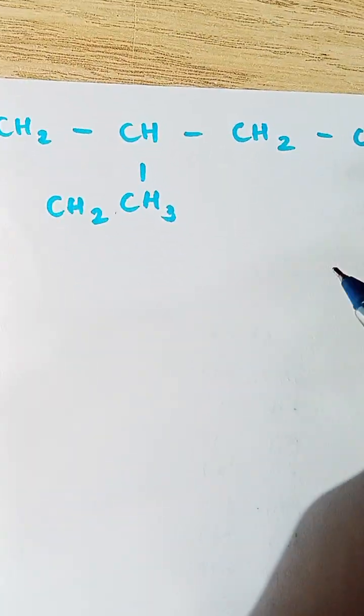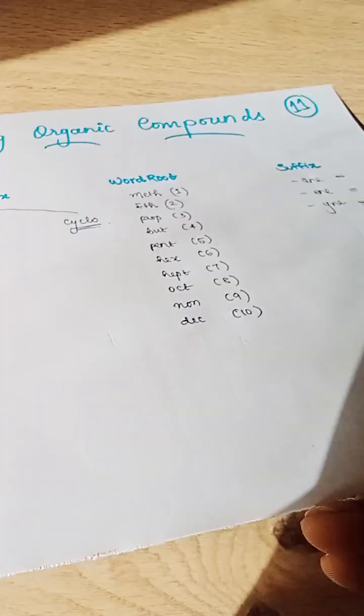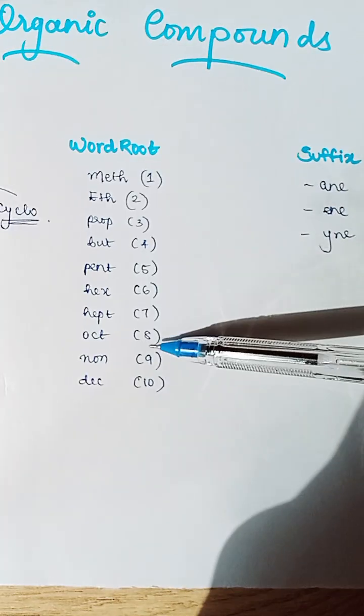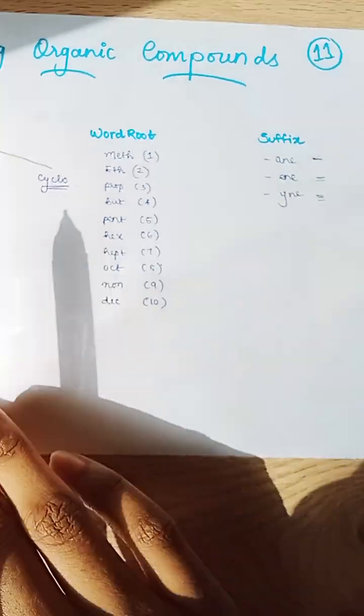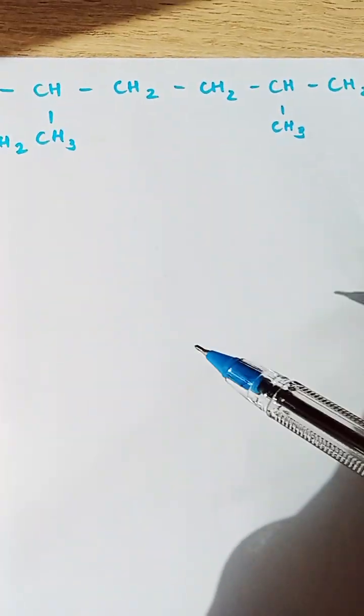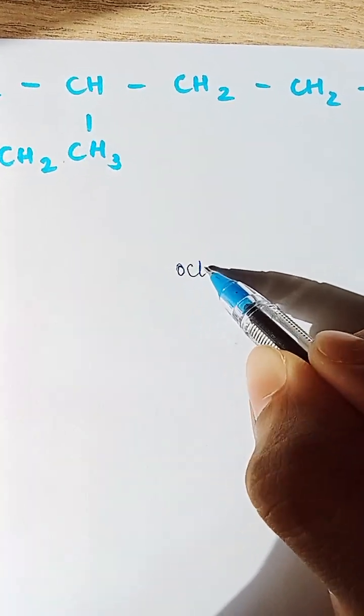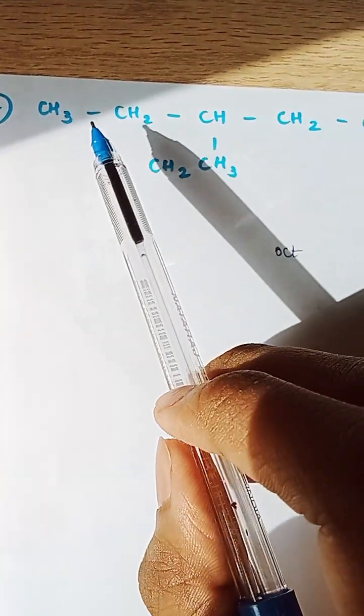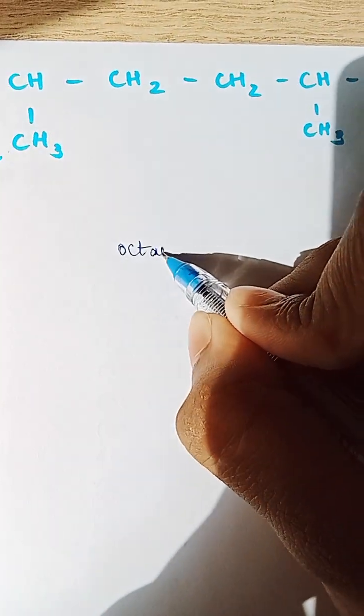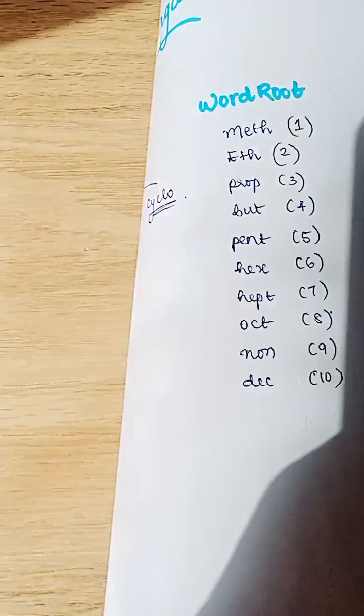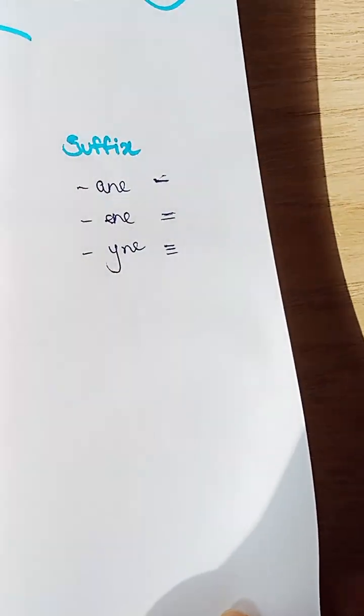So what is the word root? Over here we know the word root for 8 carbons is oct. So the first thing that we need to write is oct. Then check if there are any double bonds or triple bonds. If there are no double bonds or triple bonds, then you can write octane. So we have completed the word root as well as the suffix.